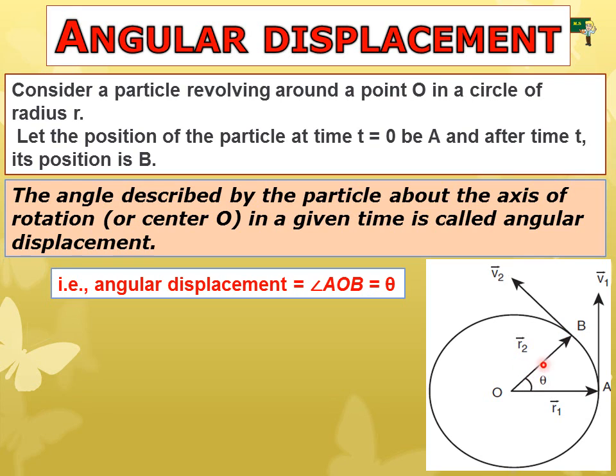This is the angle described by the particle while it's moving about the axis of rotation, the center O, in a given time, which is called angular displacement. That is, angular displacement is equal to angle AOB, which is equal to theta.